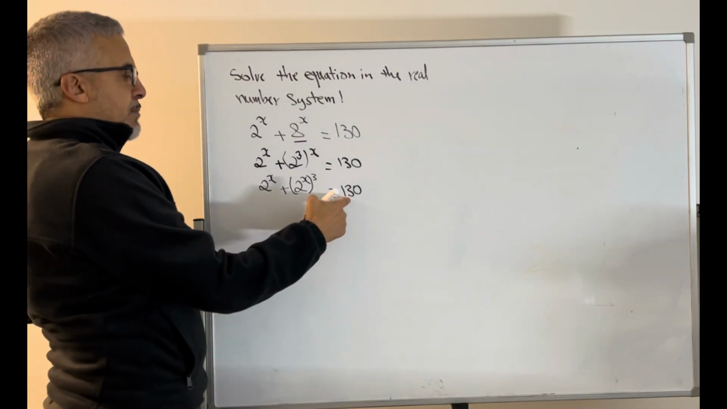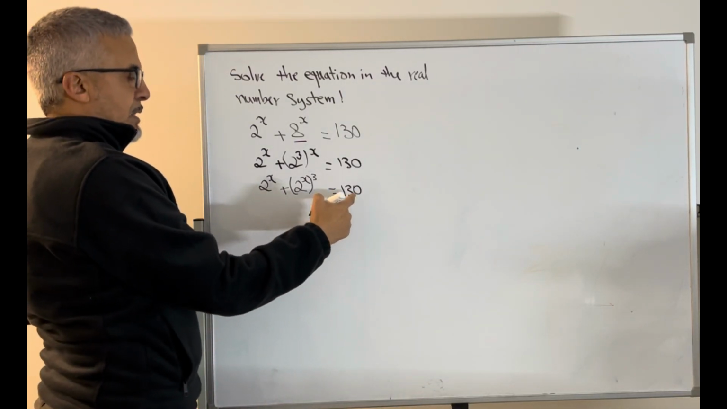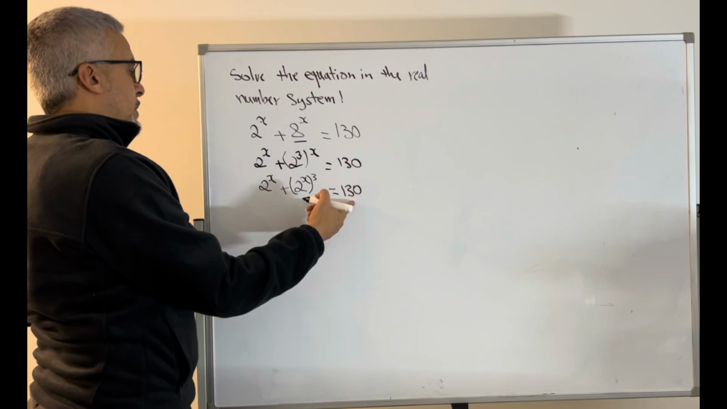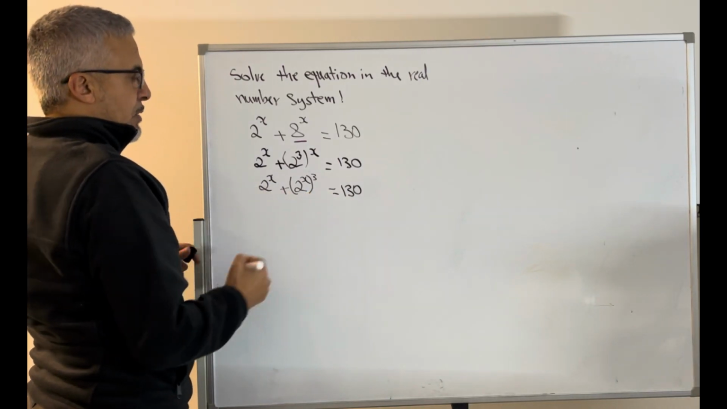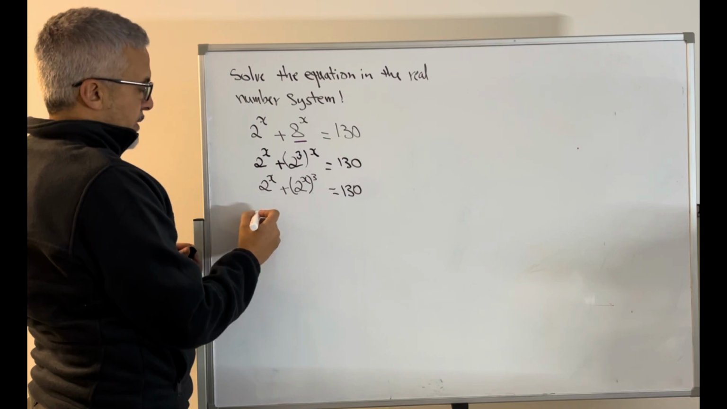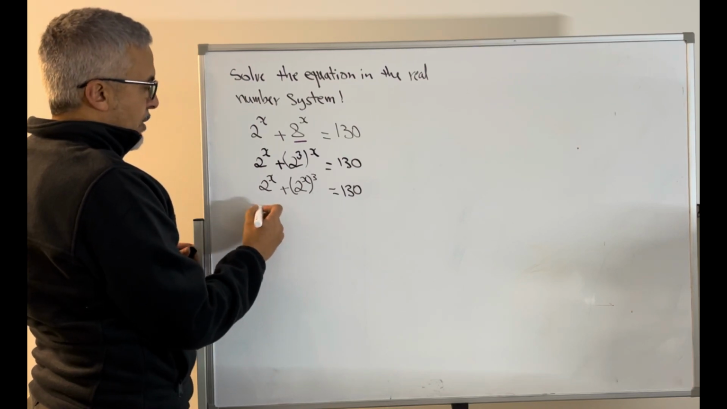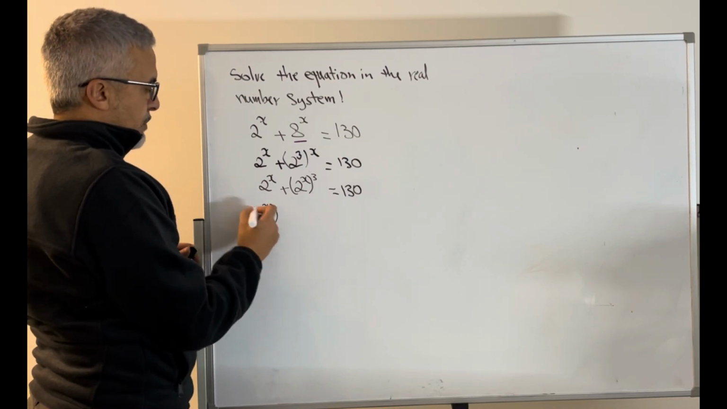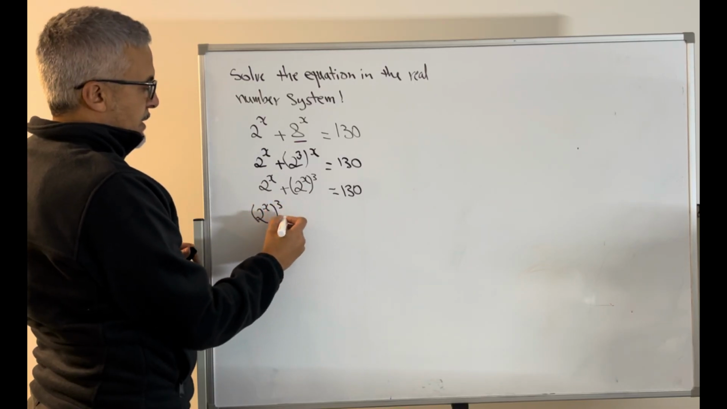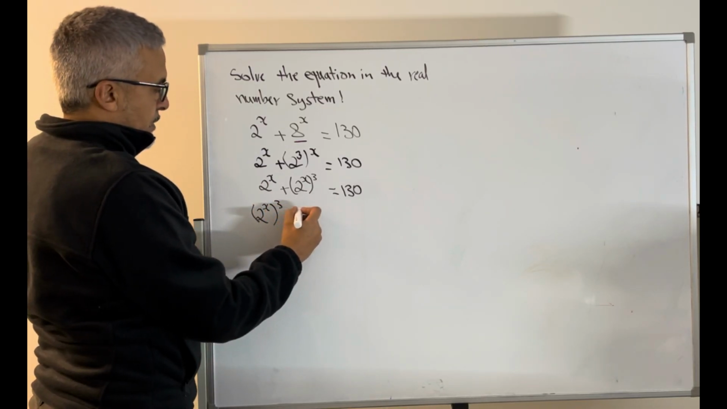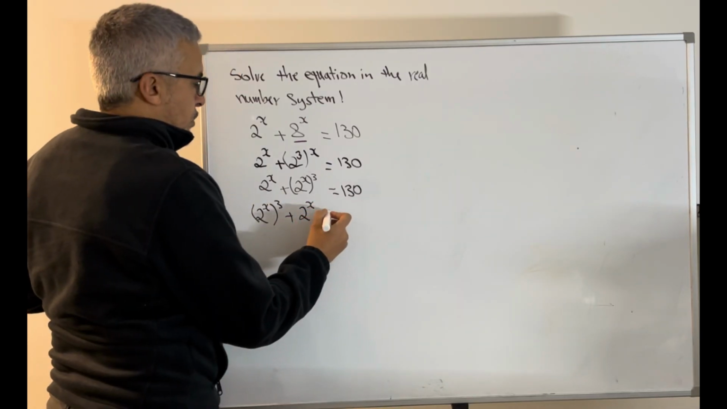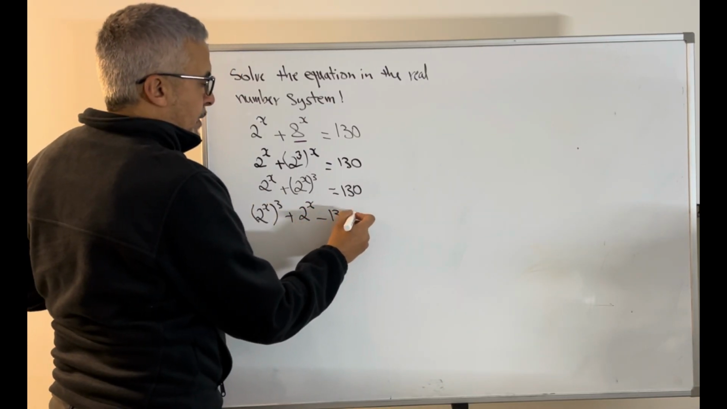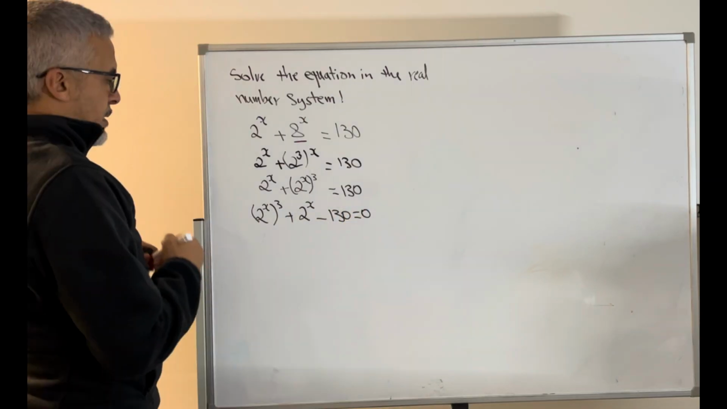Of course, we cannot make this a base of 2, otherwise this would have been a lot easier. And therefore, I'm going to now move the 130 to the left side, rewrite this as 2 to the power of x cubed. I'm just going to rearrange this, plus 2 to the power of x minus 130 equals 0.